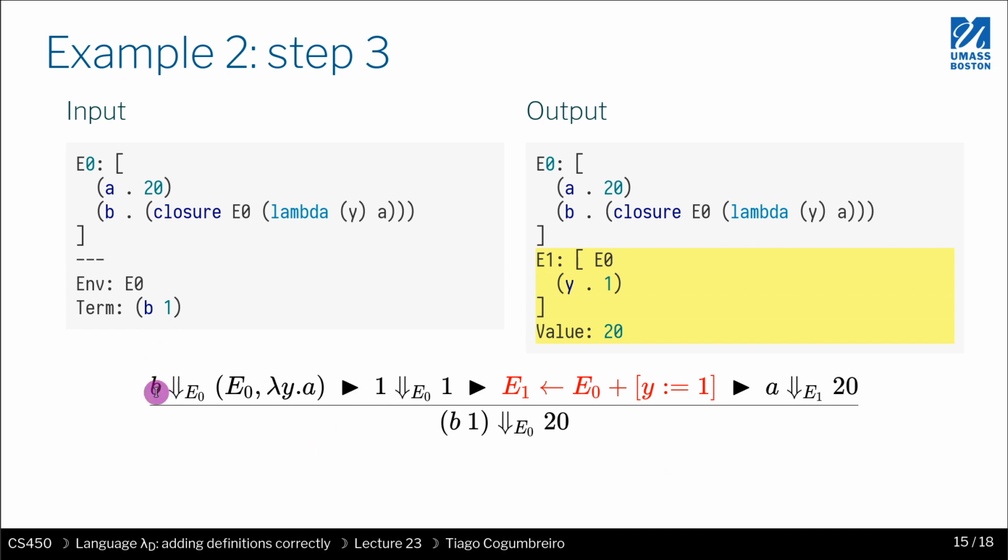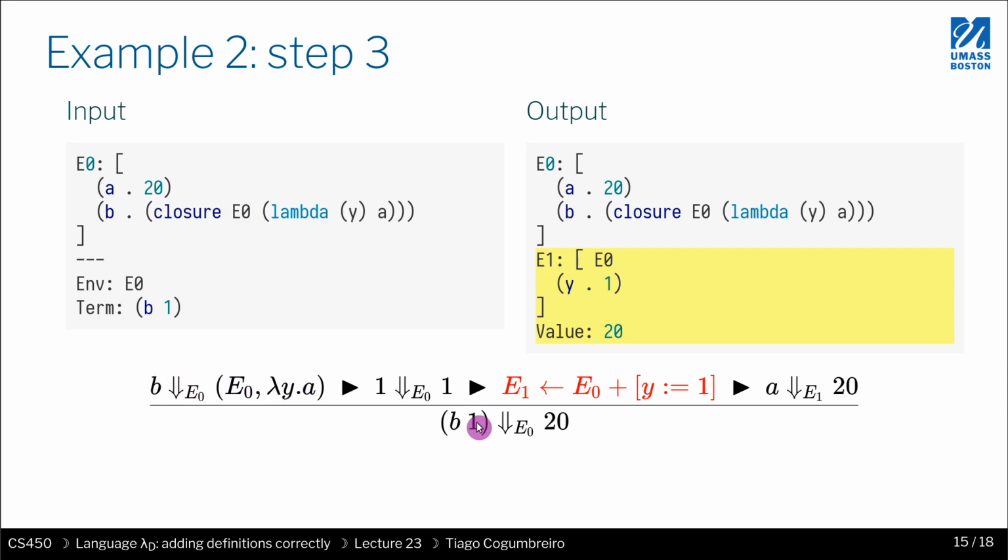We have to evaluate b. B is a variable. How do we evaluate b? We evaluate b by looking up in the input heap, right? In E0, what is the value of b? In E0, the b is this closure, which matches exactly what is here. E0, and then lambda y dot a, right? This part is this part. So that's the evaluation of the function.